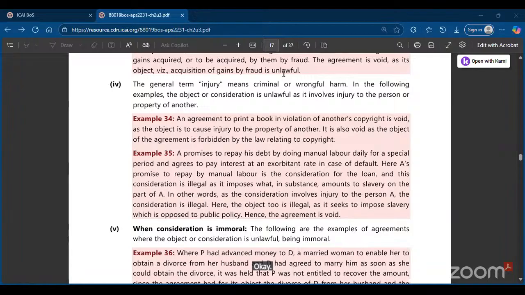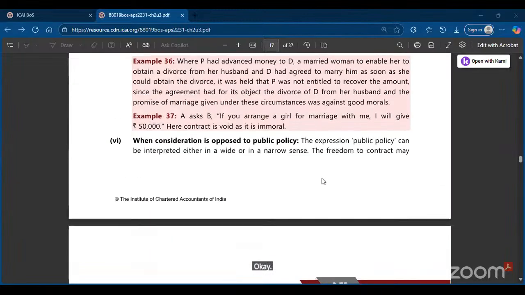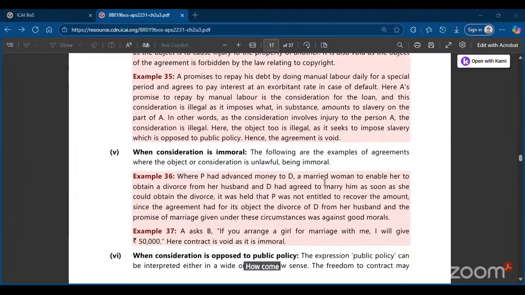Just give me a minute. And what's the next one? Anything else in illegality of object? Immoral, and opposed to public policy. Yes. We'll finish immoral first. Then I'll take a break for 2 minutes. I'll give dinner to my mom and come. What did you all have first today? 5:15 to 7? Sir, QA. Okay.